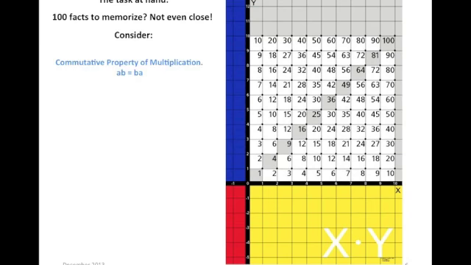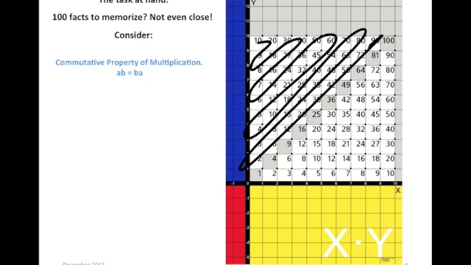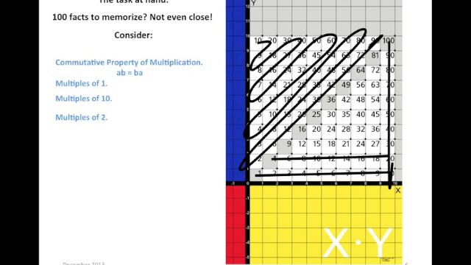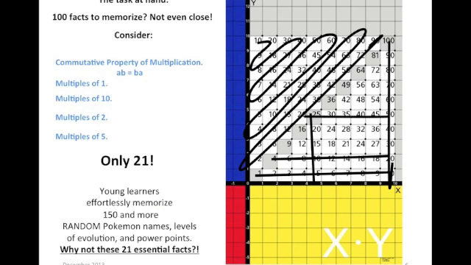The property is the commutative property of multiplication, which says that A times B is equal to B times A. So you eliminate all of those. Multiples of 1, every child knows those. Multiples of 10, also very easy. Multiples of 2, a little bit harder. However, we can knock those off without much effort. Multiples of 5, the same applies. So there you have 21.